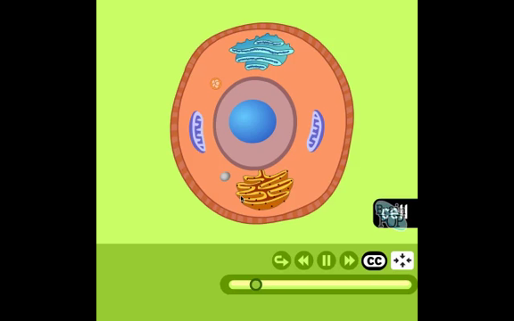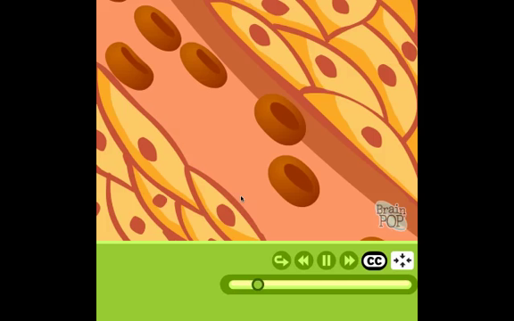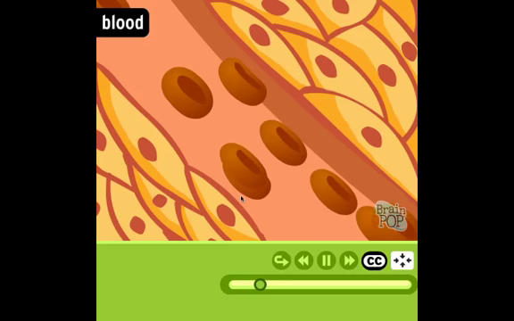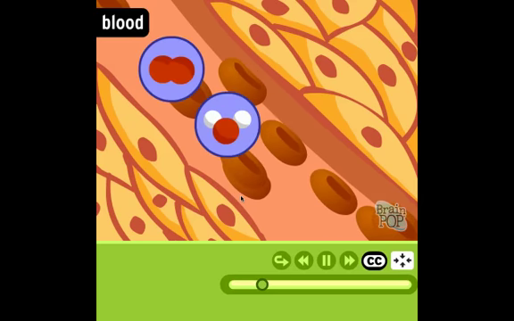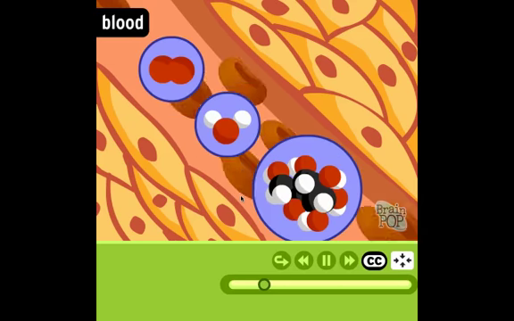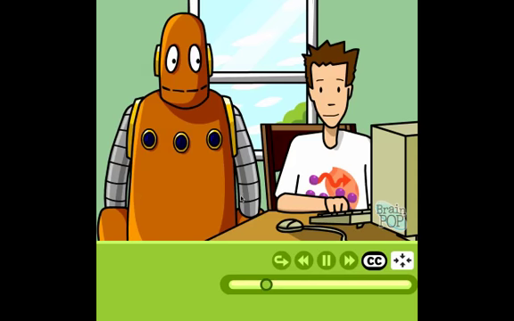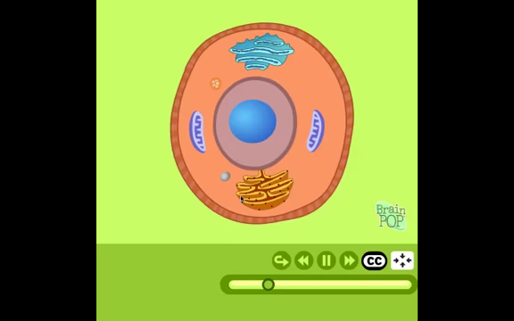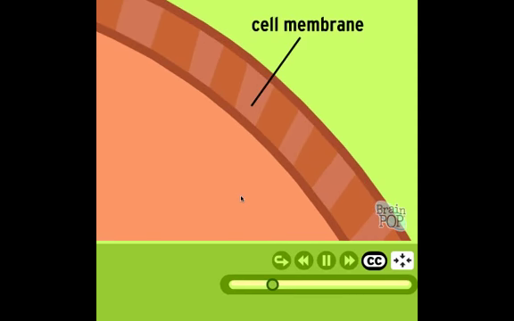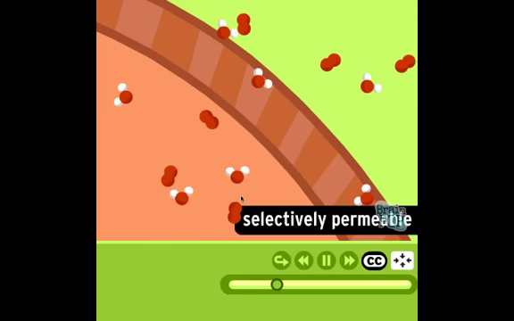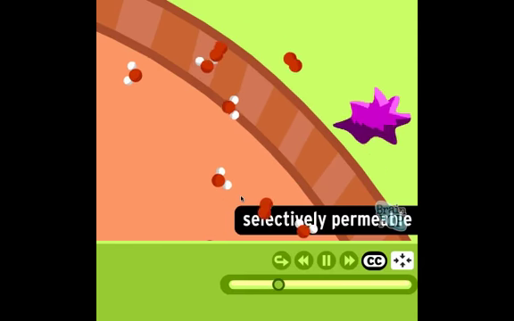Cells get everything they need from their environment. The cells in your body hang out in an environment of blood, which contains oxygen, water, food, and whatever else they might need to function. How does stuff get in and out of cells? Well, cells are surrounded by protective membranes. But the membranes are selectively permeable. They let some things in and keep others out.